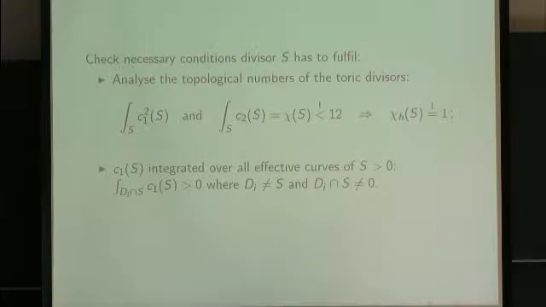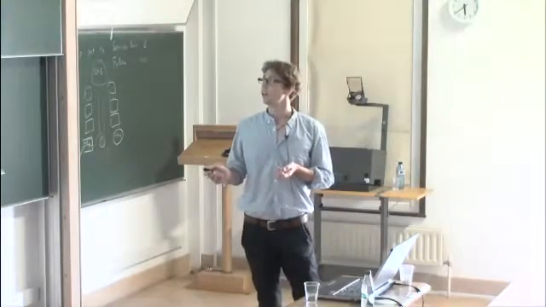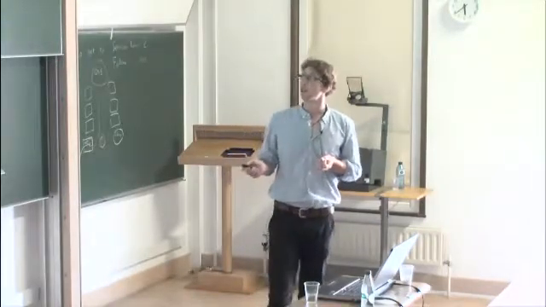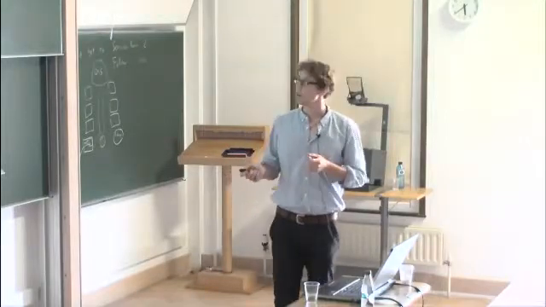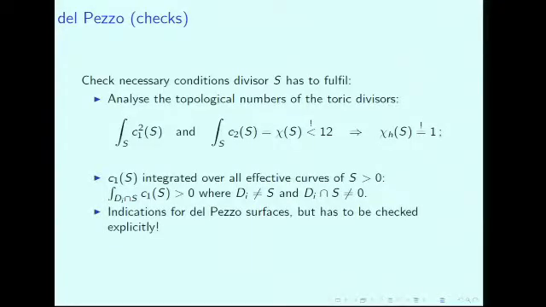Technically, unfortunately, we can only access a certain subset of these effective curves, because for higher del Pezzos, usually a lot of the curves of the del Pezzo get trivial in the Calabi-Yaus, and with these toric methods, we can only access curves that are non-trivial in the Calabi-Yaus. So this gives us only indications for del Pezzo surfaces, and has to be checked in the explicit example. But so far, I don't know any examples where, when we have checked, this didn't hold.